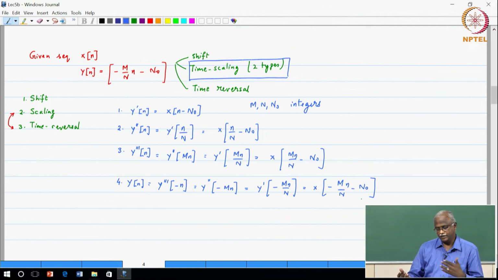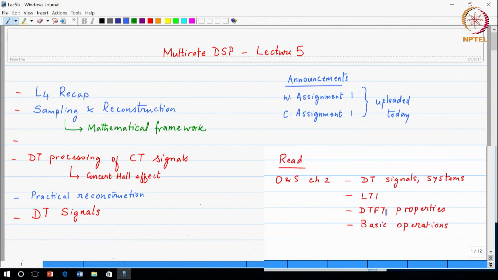And of course, there are several simple examples that we can try out, but this is the most general case and good for us to keep that picture in mind. Okay, so discrete time signals, do take a look at Oppenheim and Schafer chapter 2, basic properties, basic operations, and also built into it the understanding of the DTFT and its properties. So again, that would be a quick review.